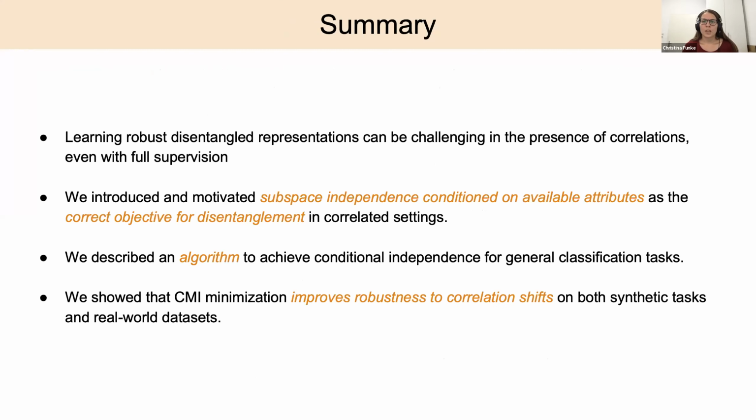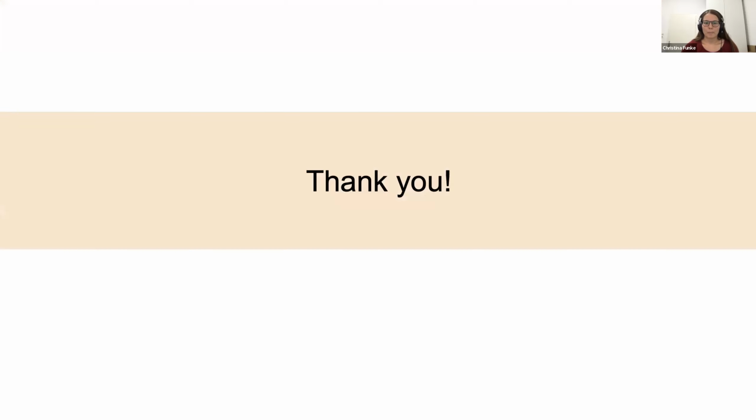So in summary, learning robust disentangled representations can be challenging in the presence of correlations, even when we have full supervision. We motivated subspace independence conditioned on the attributes as the correct objective for disentanglement in correlated settings. We described an algorithm to achieve conditional independence for general classification tasks. And all in all, we showed that CMI minimization improves robustness to correlation shifts on both synthetic tasks and real-world datasets. Thank you.